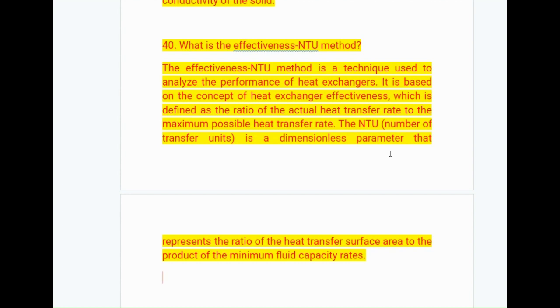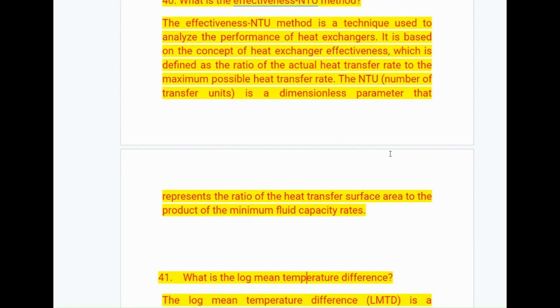40. What is the effectiveness NTU method? The effectiveness NTU method is a technique used to analyze the performance of heat exchangers. It is based on the concept of heat exchanger effectiveness, which is defined as the ratio of the actual heat transfer rate to the maximum possible heat transfer rate.